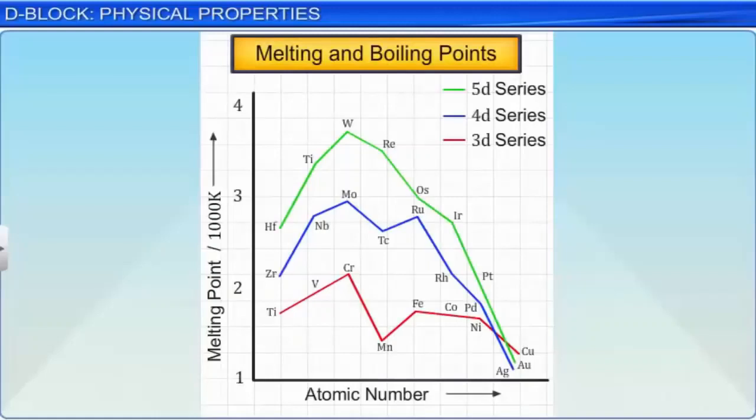Melting and boiling points. The melting and boiling points of the transition elements are generally high. The melting points of 3d, 4d, and 5d transition metals are depicted in the figure here. As you can see, in any series, with the exception of anomalous values for manganese and technetium, the melting points first increase to a maximum at d5 configuration and then gradually decrease towards the end of the period.